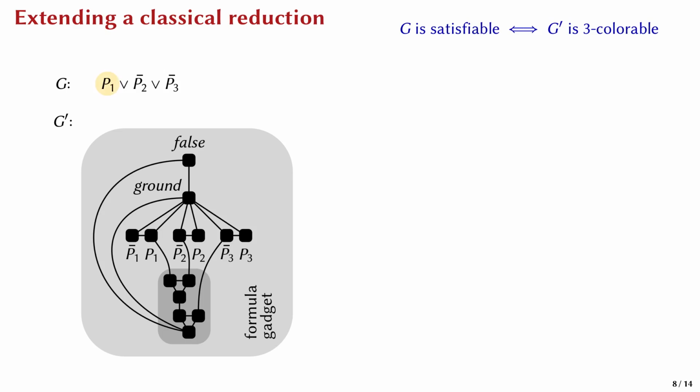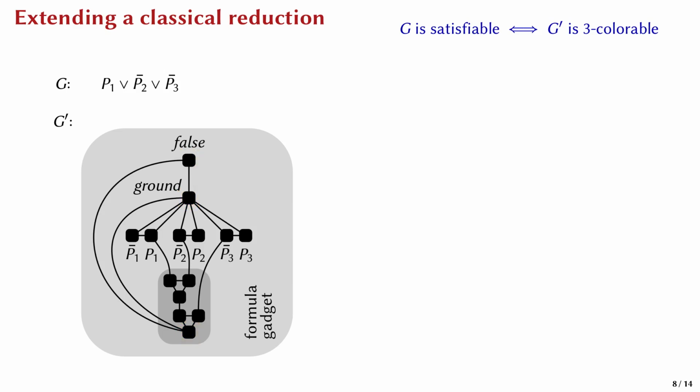And as you can see, for each variable we have 2 nodes representing its positive and negative occurrences. These 2 nodes have to be colored either true or false because they're connected to the ground node, and they cannot have the same value because they're also connected to each other. So one must be true and the other one must be false. And now look at this node at the very bottom. This is supposed to represent the truth value of the entire formula. And notice that it has to be colored true because it's part of a triangle where the other 2 nodes are colored false and ground.